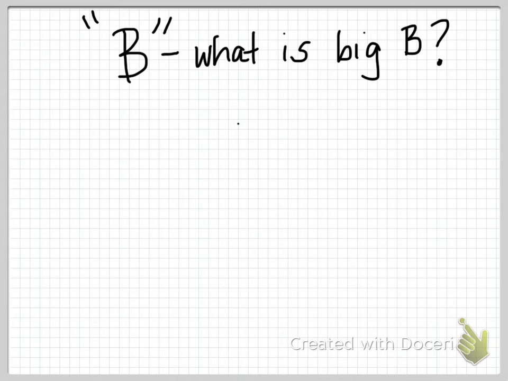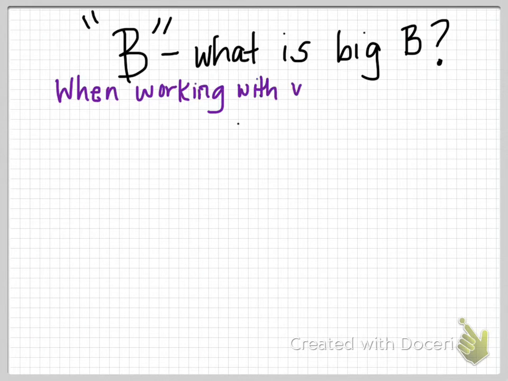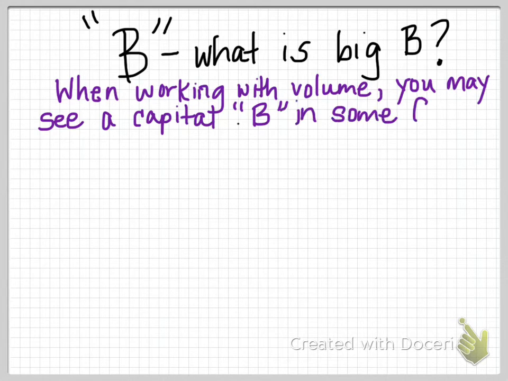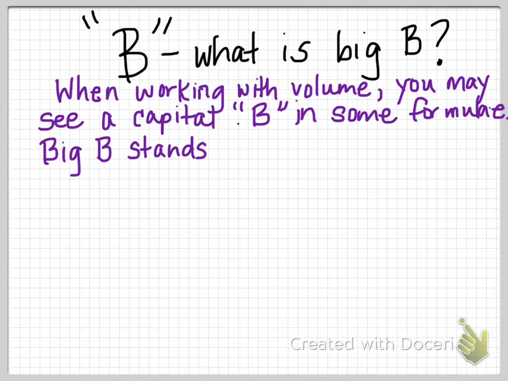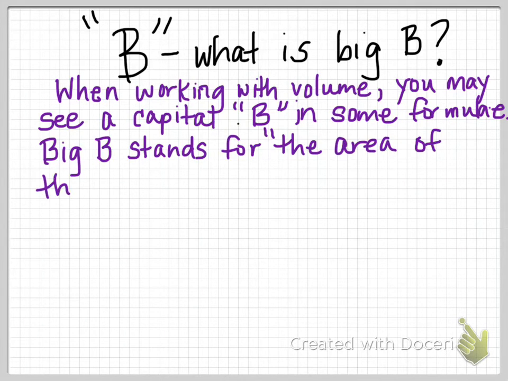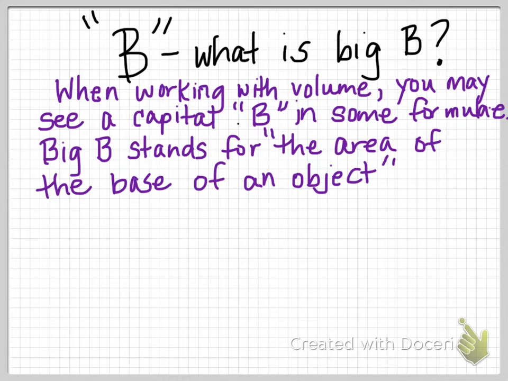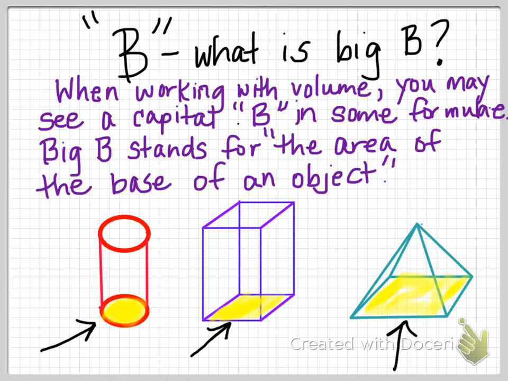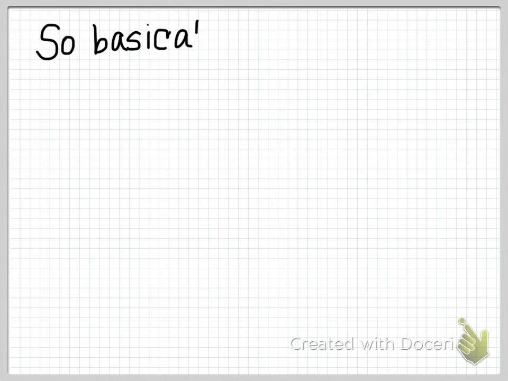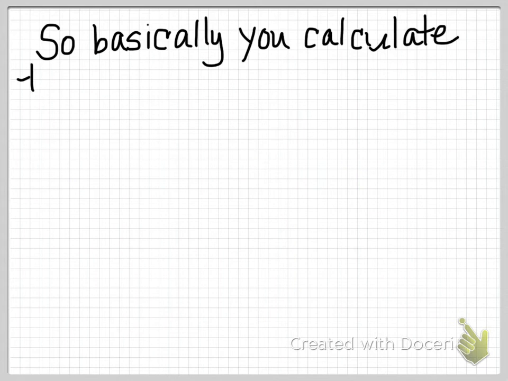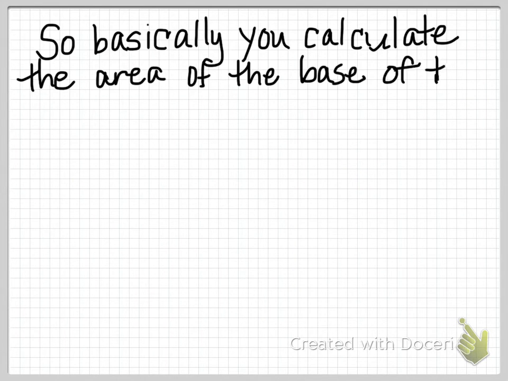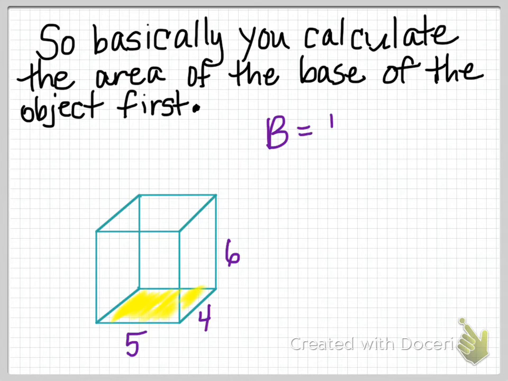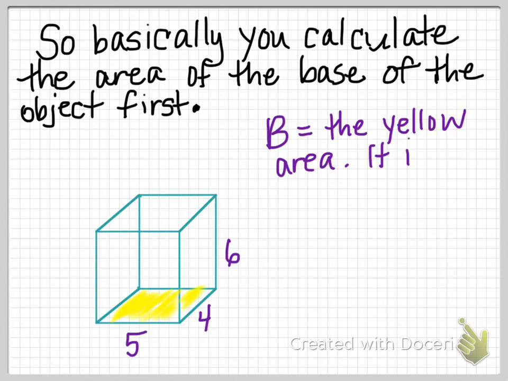So there's this term called Big B, and we need to know what Big B is. When you're working with volume, you may see a capital B in some formulas. Big B stands for the area of the base of an object. I have highlighted them here in yellow. So basically, you need to calculate the area of the base of an object first. So Big B is our yellow area.